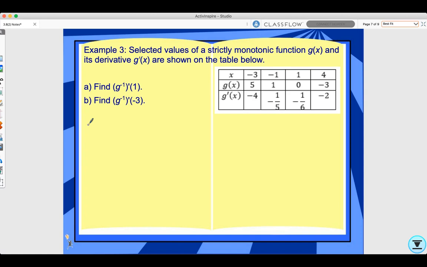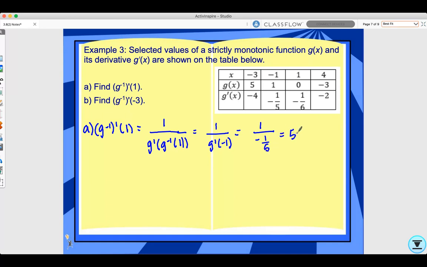So let's start with A. We want to find the derivative of g inverse at 1. So that means we would have 1 over, using our formula we derived, g prime of g inverse of 1. Well, looking at our table, g inverse of 1 is -1 because it would be the x value. So this would be 1 over g prime of -1. And g prime of -1 is -1/5, so this would be 1 over -1/5, which equals -5.